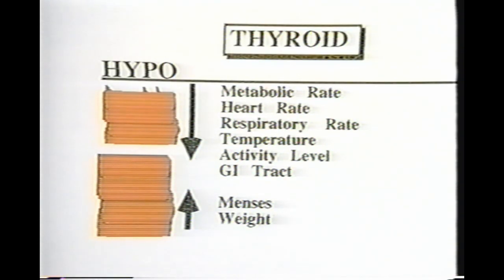The body temperature is low. People who are hypothyroid will tell you they're always cold. Their hands and feet are cold. Everybody else is saying, turn on the air conditioning, and they're saying, give me a sweater, give me a blanket, please.